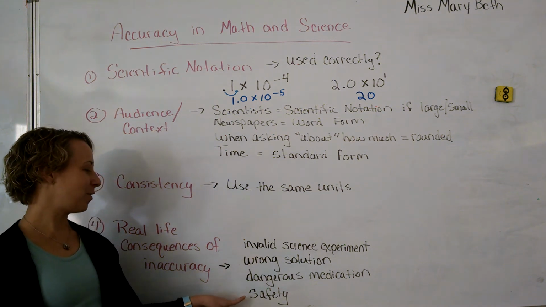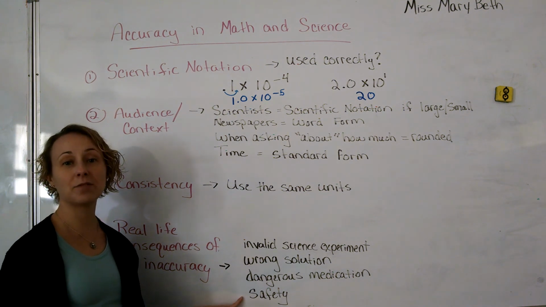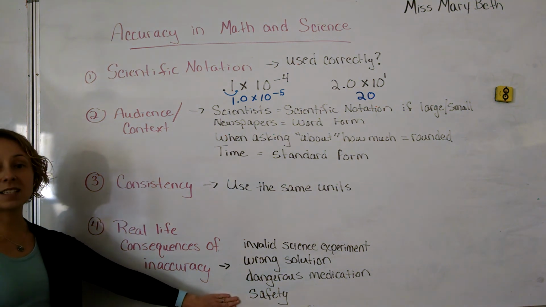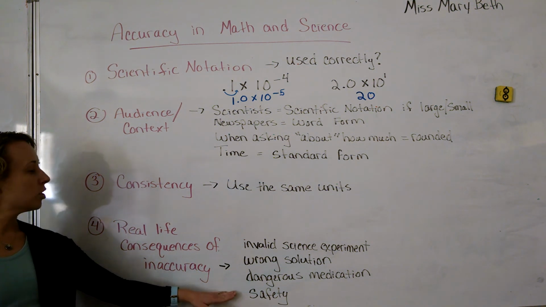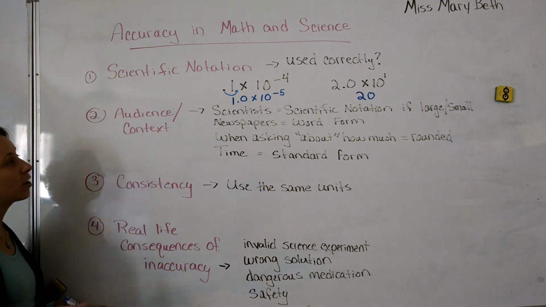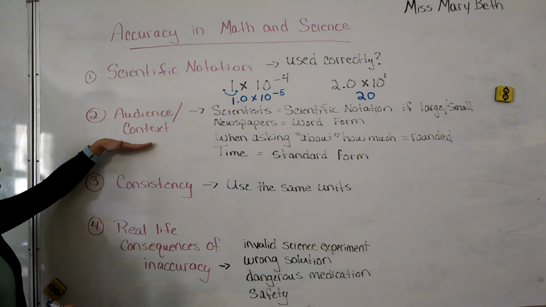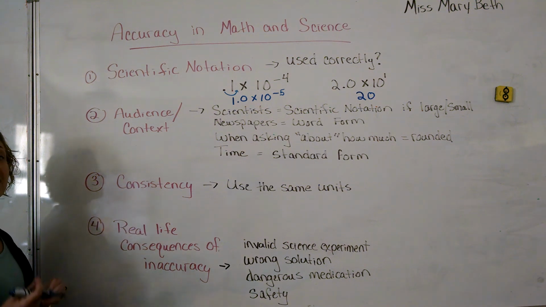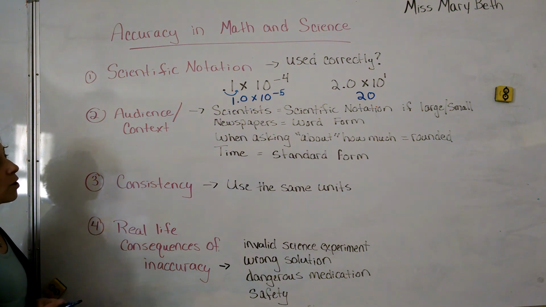If we're doing something like figuring out the amount of fuel I need for a plane, I may end up with an unsafe situation. So it's important to recognize that there are real-world consequences to being inaccurate. These are the types of things that you're going to want to be able to look for and talk about when we do our work in class.